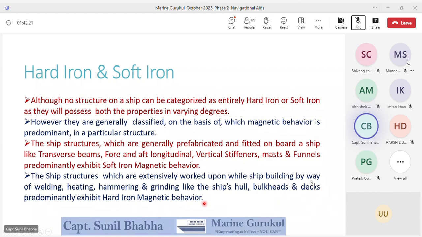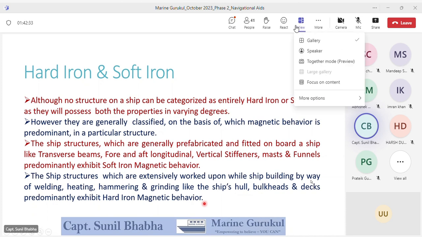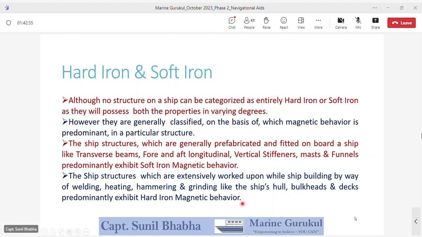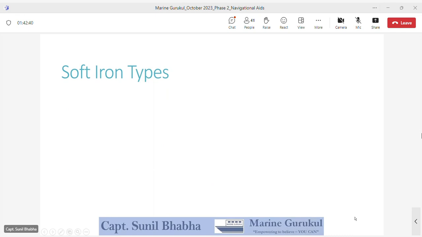Any doubts coming up to here, beta? Very good, beta. Excellent. Let's move ahead. Now we are going further into the soft iron and hard iron structures. Any doubt is there, beta?